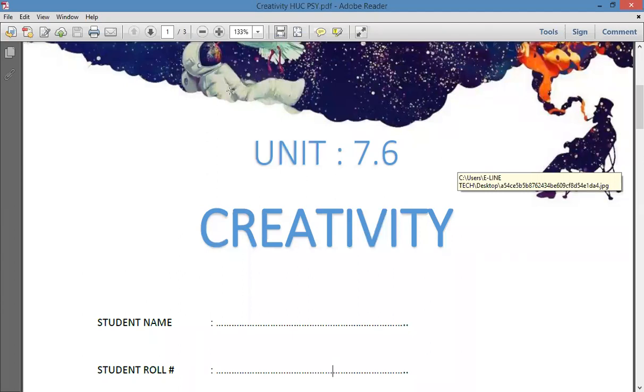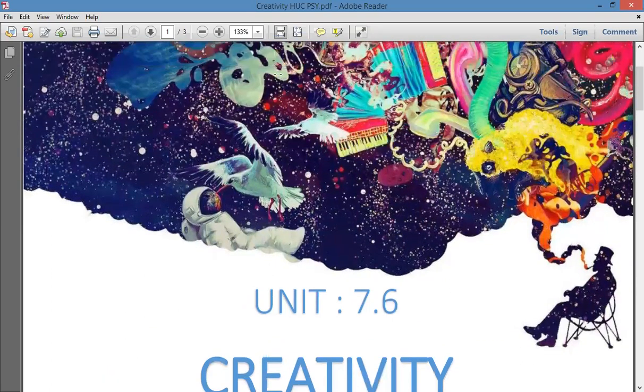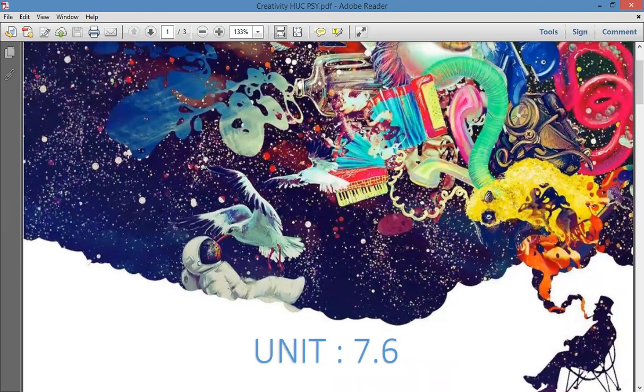In this image itself, you can see that this is some sort of a creative image. You can see a person smoking through a pipe, and you can see a lot of creative things in this painting.